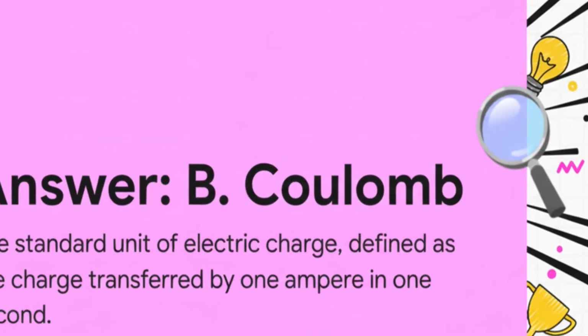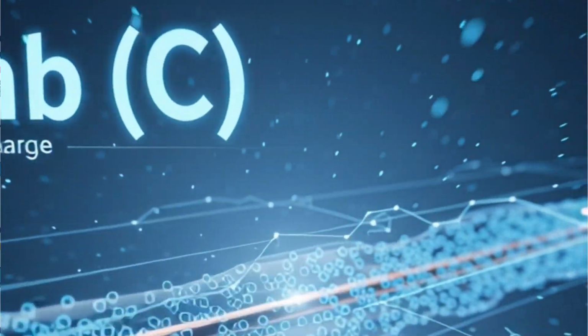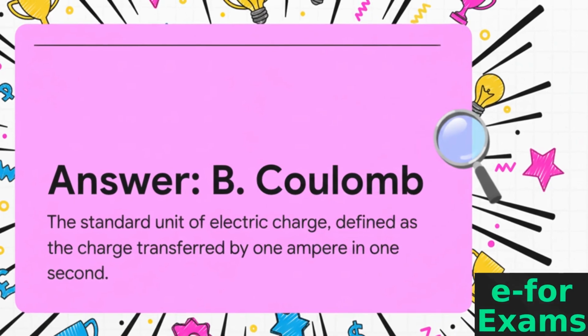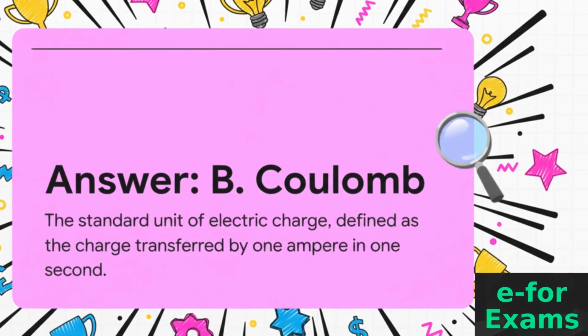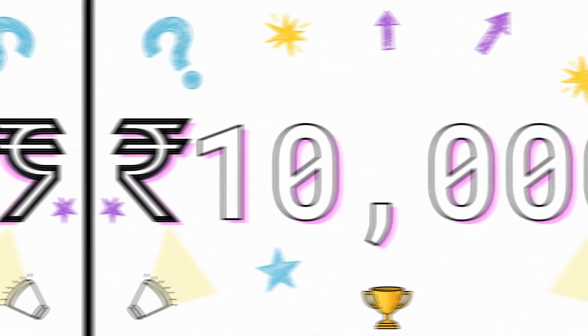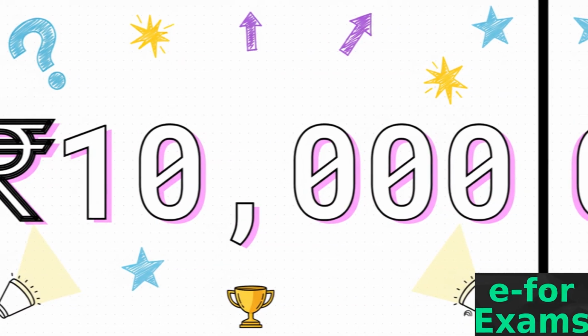The correct answer is B, Coulomb. It's a super important unit in electricity, named after the physicist Charles Augustin de Coulomb. And here's a cool way to think about it. Every single time you plug in your phone to charge, you're literally moving billions and billions of coulombs of charge into that battery. Wild, right? And boom, just like that, you've cleared the first milestone. That 10,000 rupees is locked in. It's yours no matter what happens next.